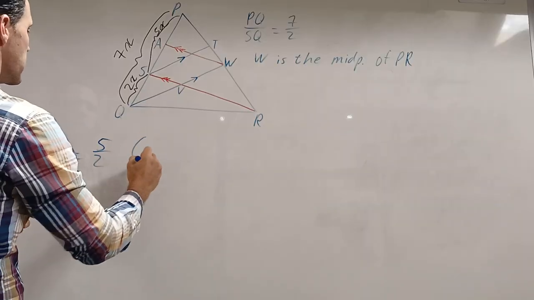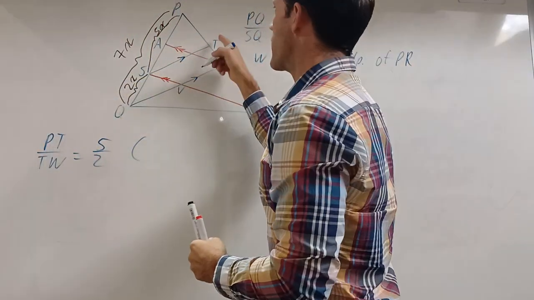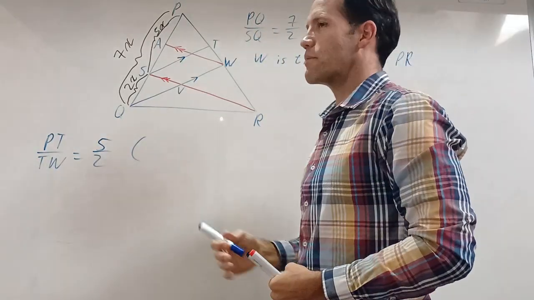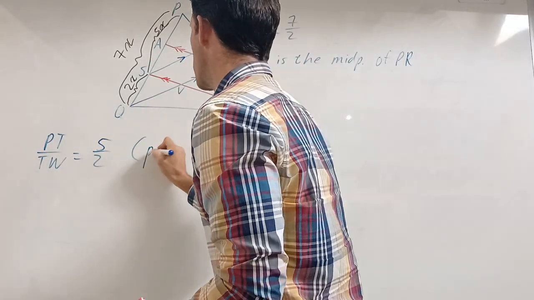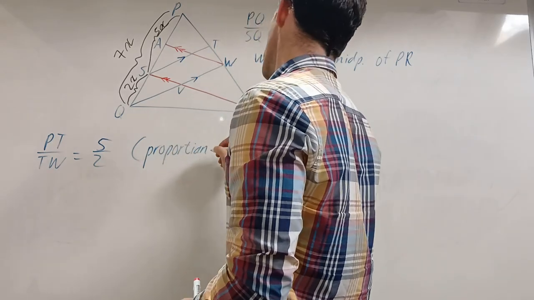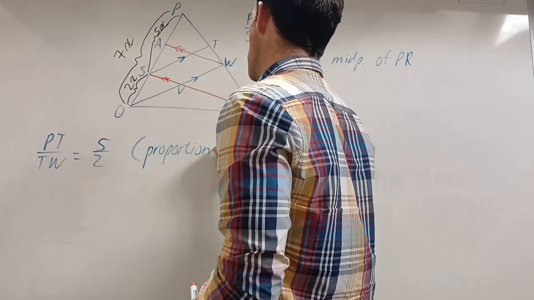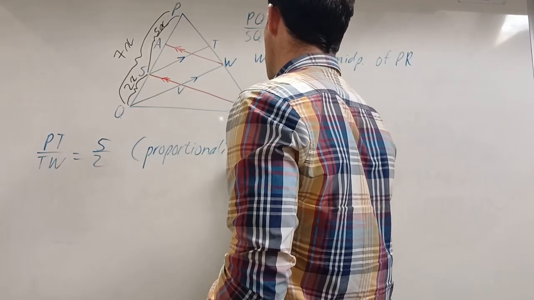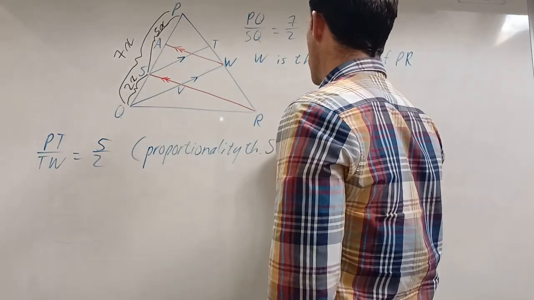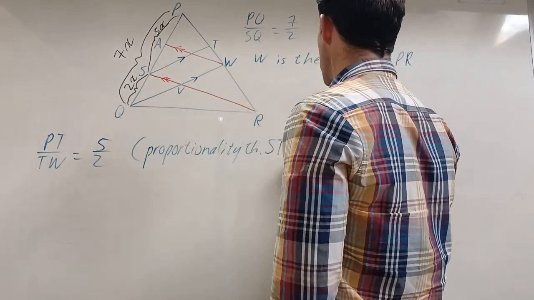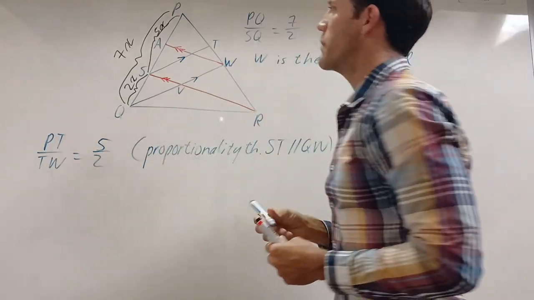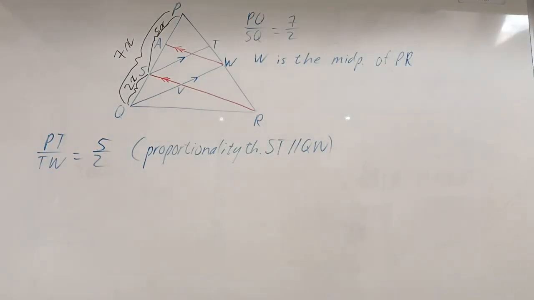And then our reason is because ST is parallel to QW, and we use the proportionality theorem. You can say both those things: say which theorem you used, and then also say which sides are parallel. So that's how we found PT over TW.